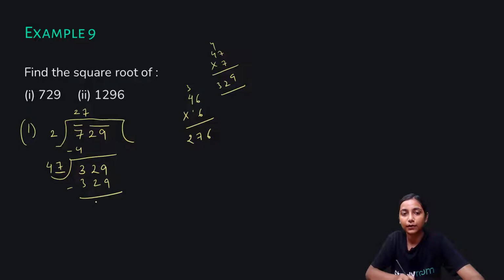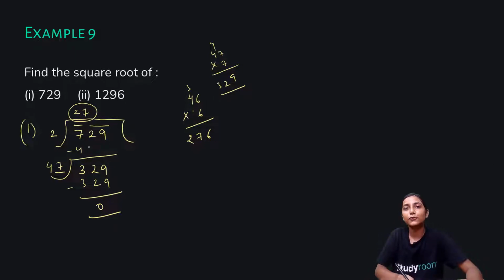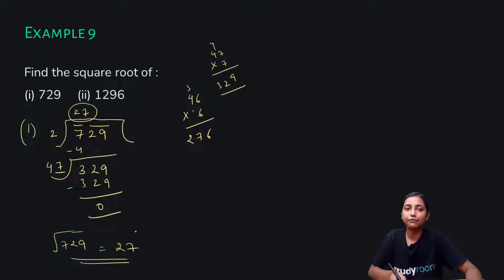After subtracting it, we get 0. When we get 0, then what will be the square root? This quotient becomes our square root. That is, we can say that the square root of this number 729 is 27. How did we find it? We found it out by using the method of long division. Now similarly, repeat all these steps for finding the square root of 1296.